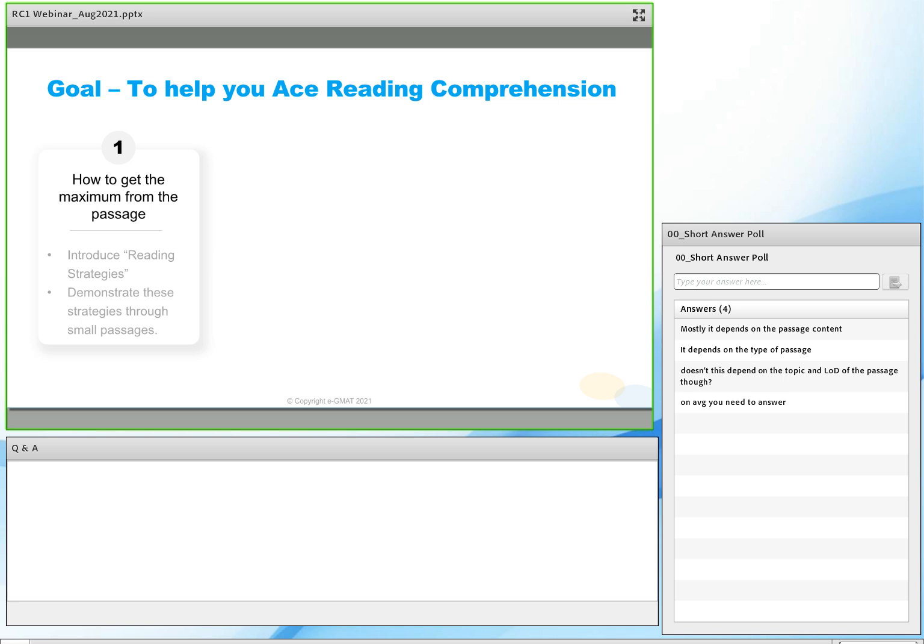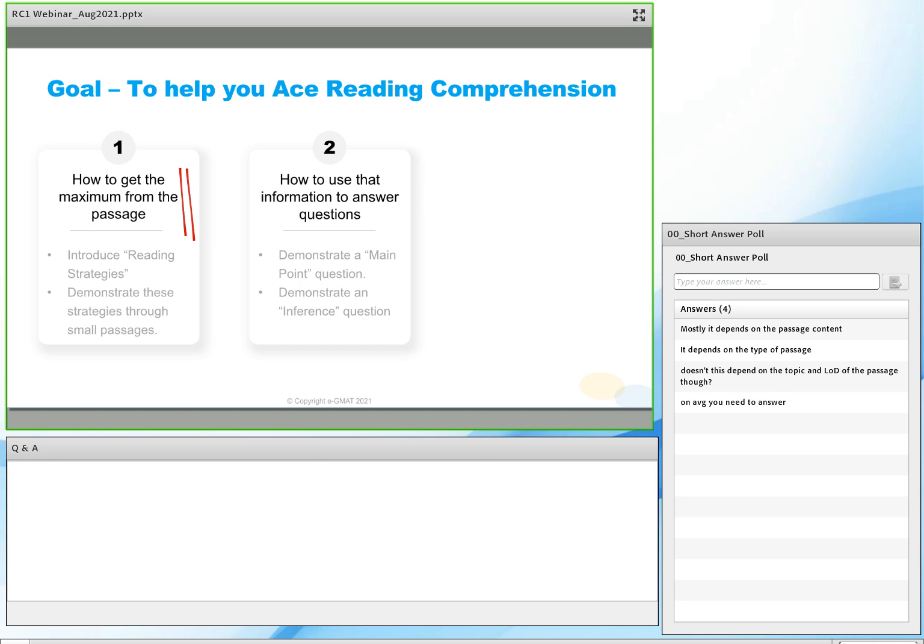So the goal of the session is to help you ace reading comprehension. How are we going to do that? I'm going to introduce to you 3 reading strategies. These reading strategies will help you extract more from the passage than you're currently getting. But that alone is not enough. That's only part 1. You still need to be able to apply this information to solve questions. So we're going to teach you how to do that as well.